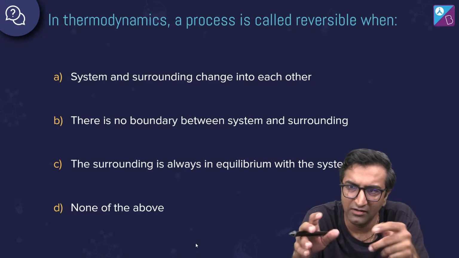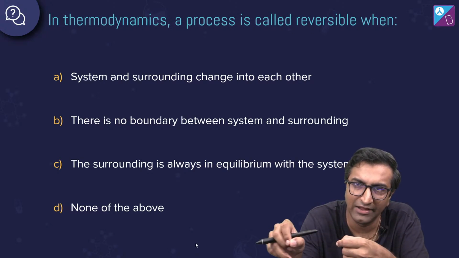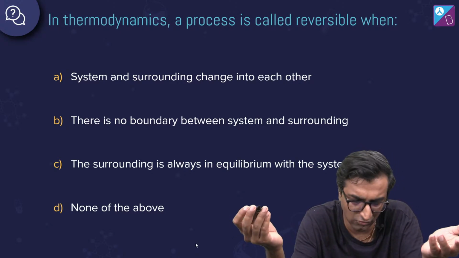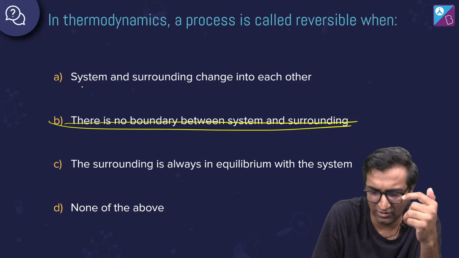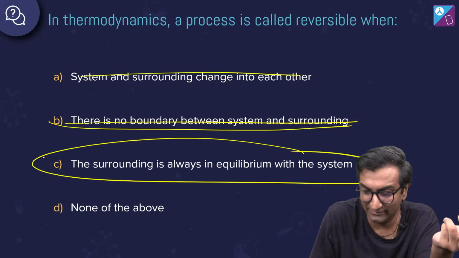If you don't have a boundary, then you're not defining a system or a surrounding. If you're not defining anything, then what are you even doing, right? So this is a random option. System and surrounding change is also a weird option. I think the only one that makes sense is the third. This is an easy one. It should be C.